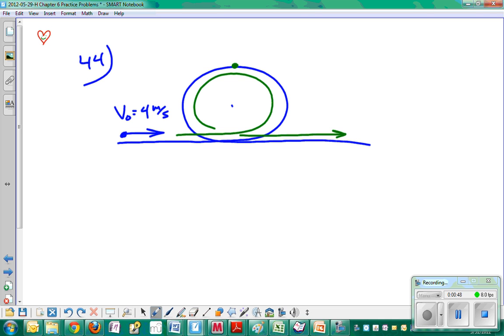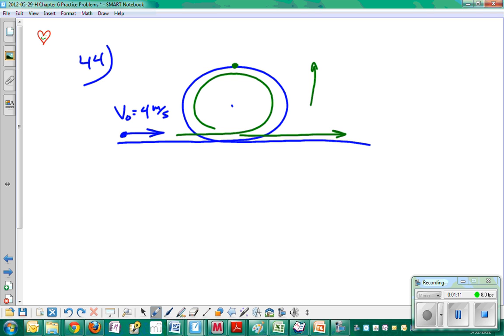The car is to remain in contact with the circular track at all times. Okay, so if it's got to remain in contact at all times, we're looking for the maximum height. As we make the height bigger and bigger, what's going to happen to the speed of the car at the top?